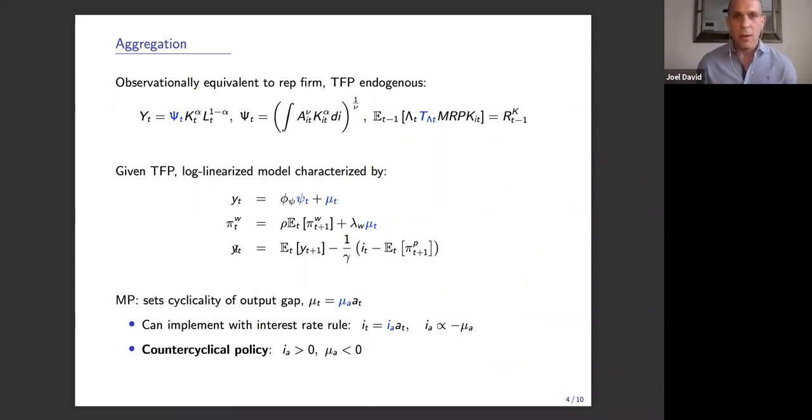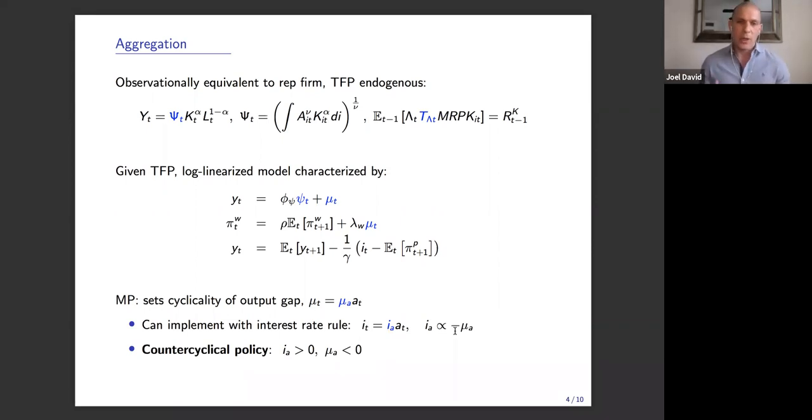It turns out to be convenient to assume that monetary policy directly sets the cyclicality of the output gap. So monetary policy is going to choose a value for this mu A, and mu A is governing how the output gap is related to the exogenous shock A_t. But in the paper, we show that you can implement this with a nominal interest rate rule, meaning the nominal interest rate has a cyclicality i_A, where i_A has the opposite sign of mu A.